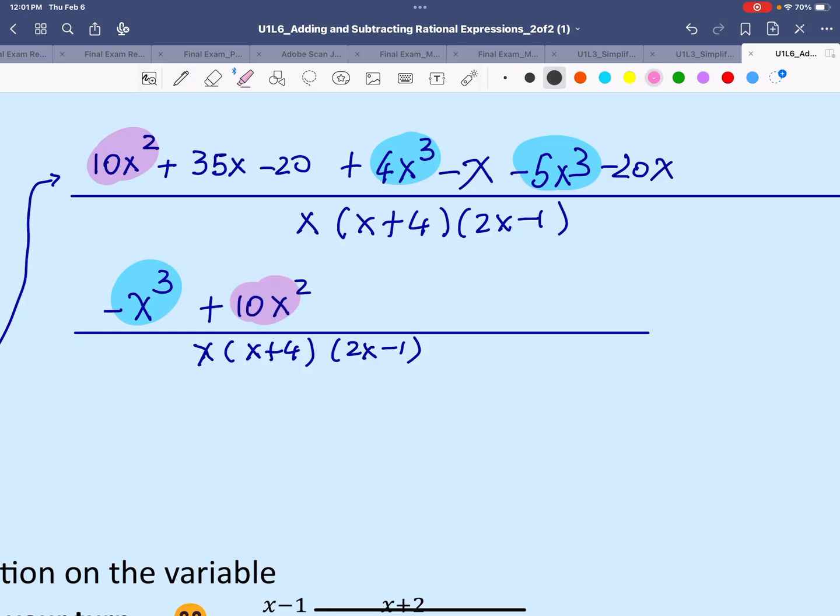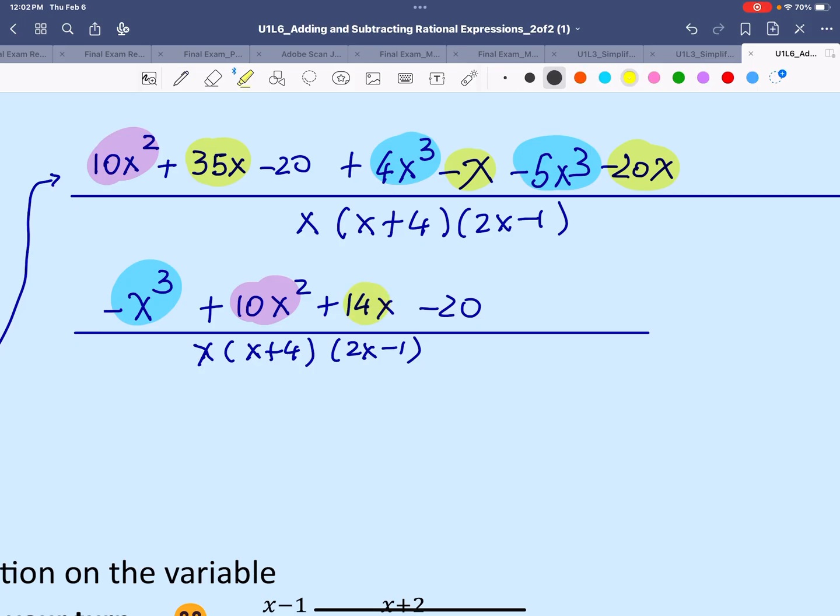We're going to move on to the x terms. So let's see. The x terms, I have a 35 in here, and we have a negative 20 and a negative 1. I almost missed that. So negative 20 plus 35, 15, minus 1, 14x. And lastly, we have the constant term, which is minus 20. And that would be the simplified form of the numerator.